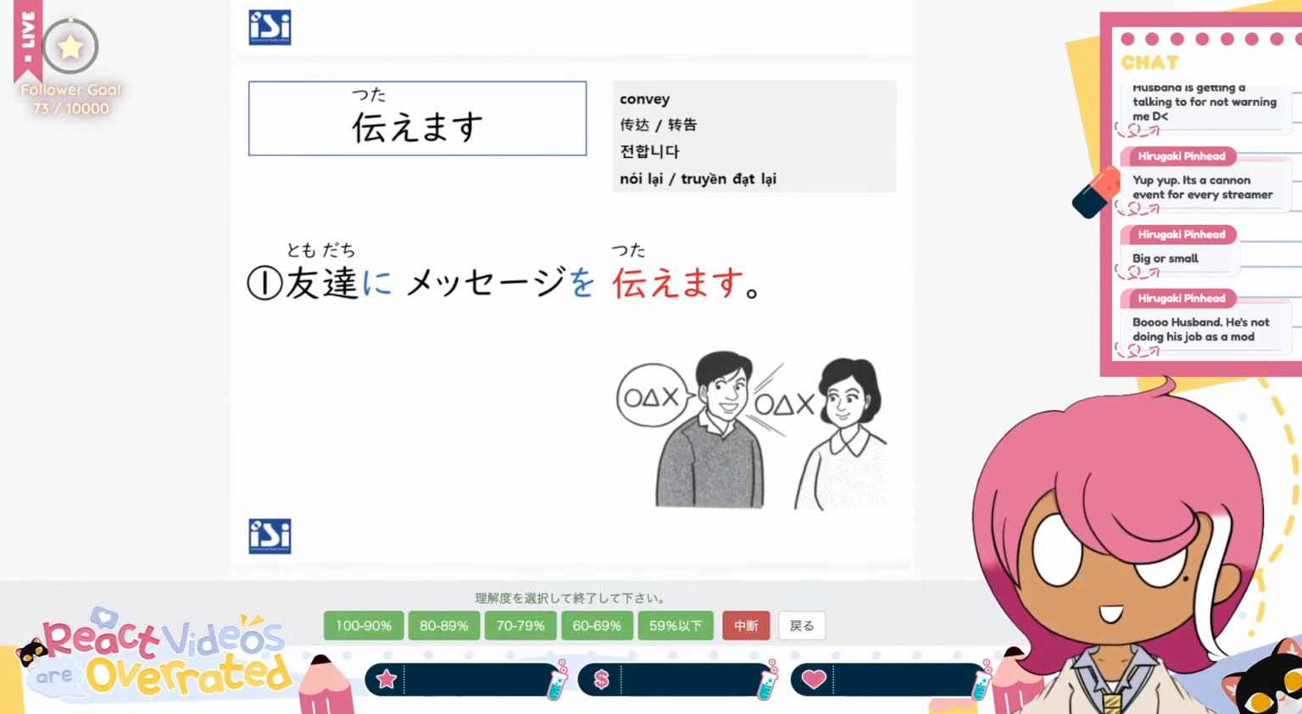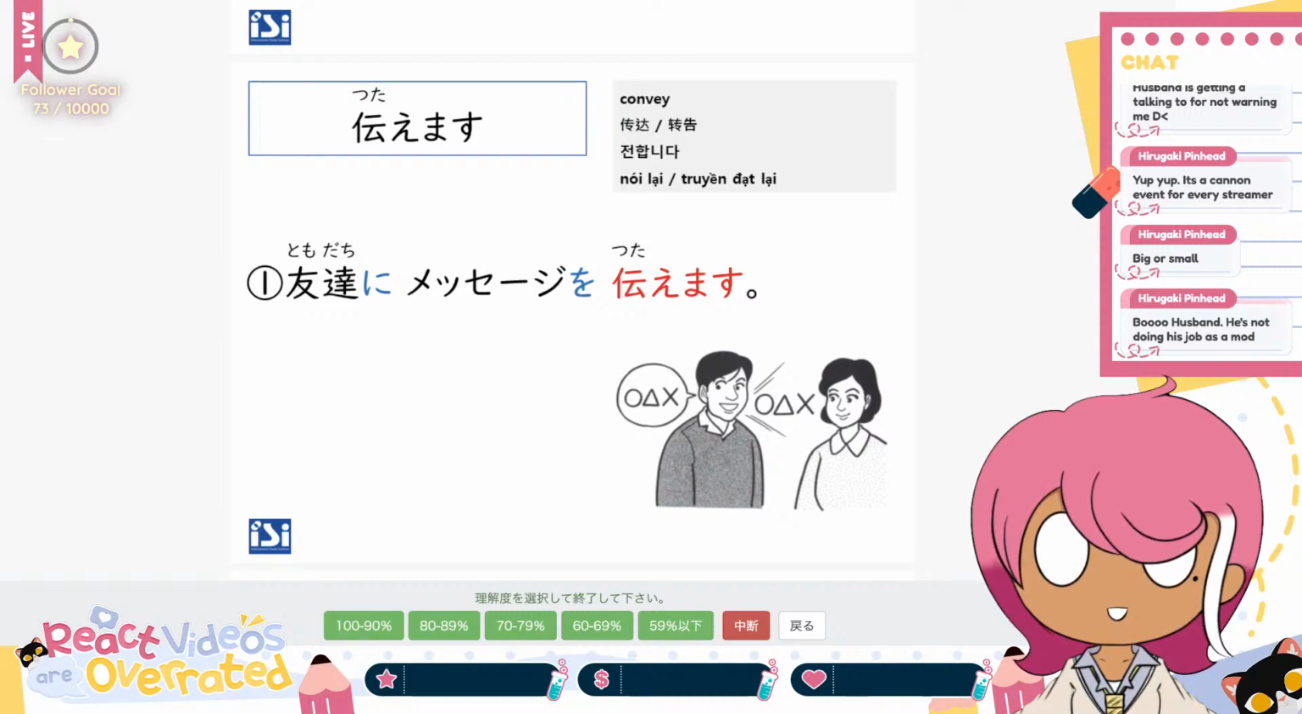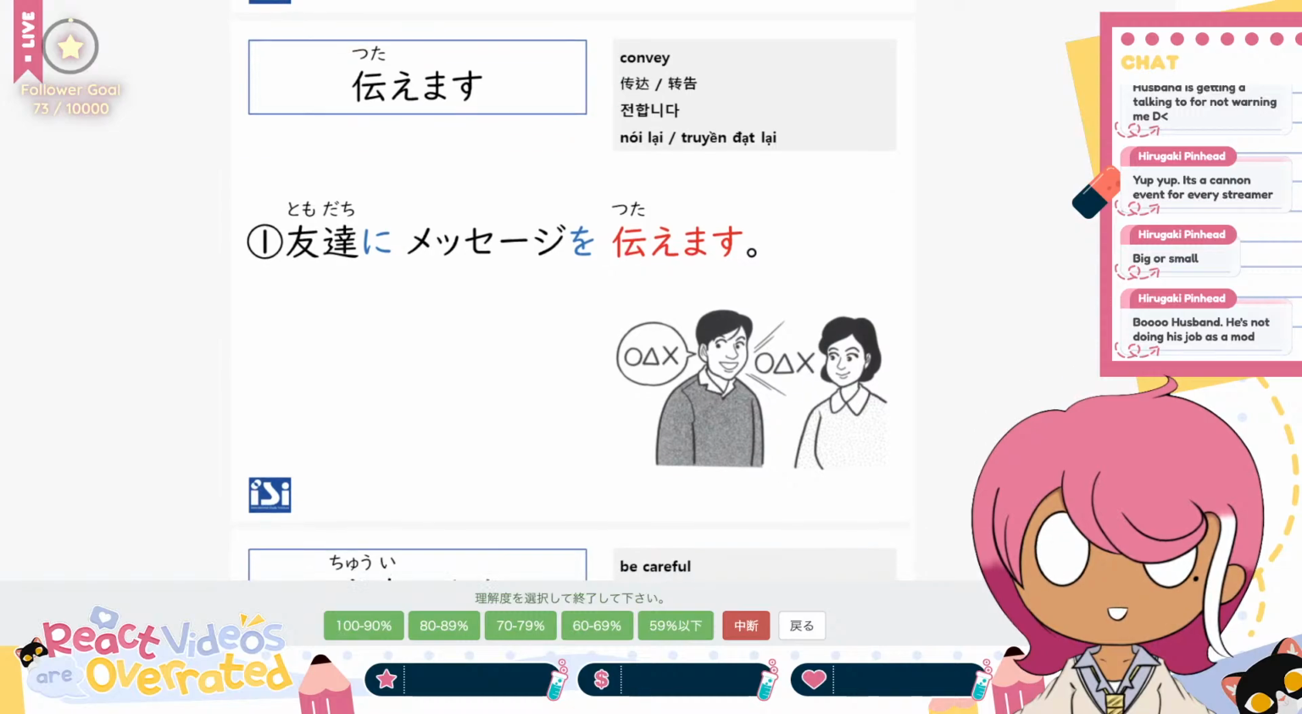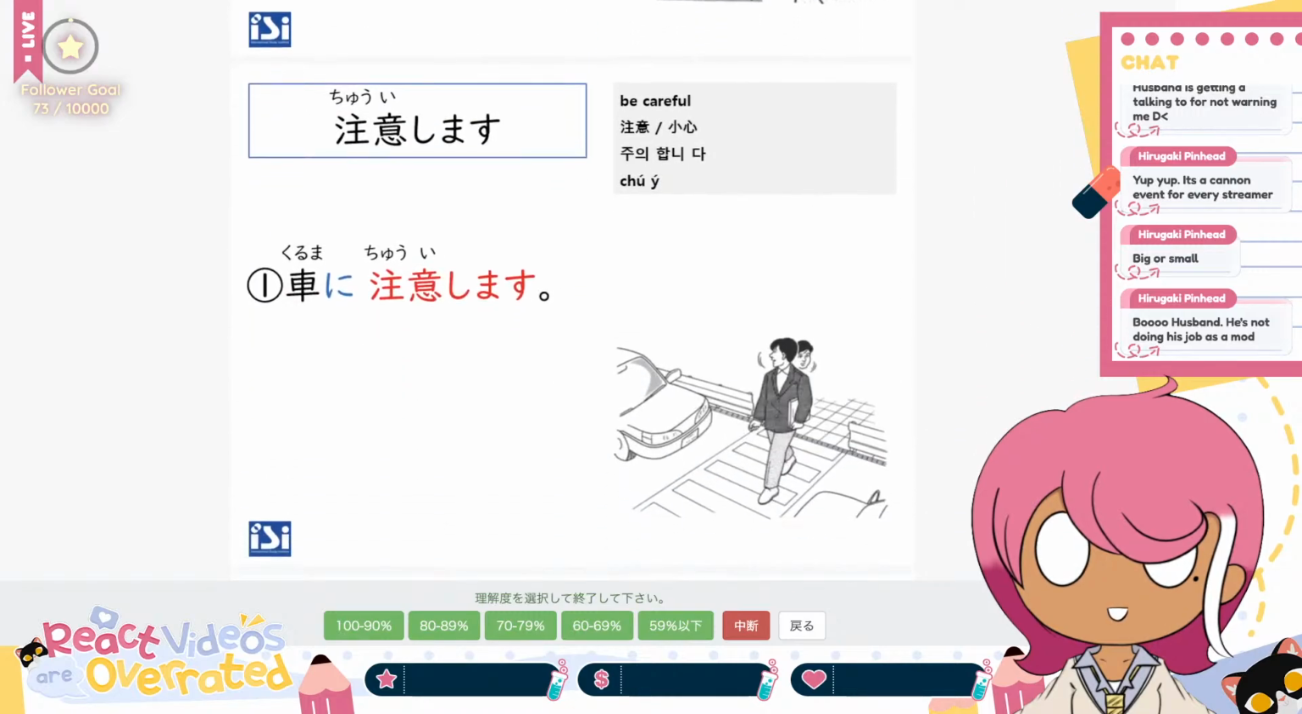使えます, convey. 友達にメッセージを使います, so conveying a message to my friend. 注意, be careful. 車に注意します, so being careful of cars.